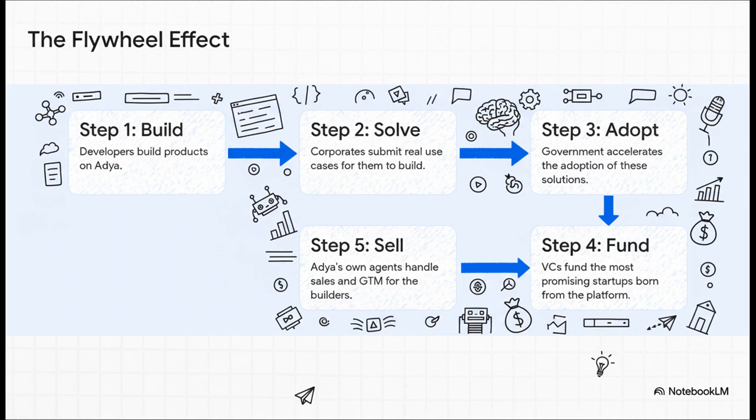It all starts with developers building cool stuff on the platform. But they aren't just building in a vacuum. They're tackling real problems submitted by corporate partners. Then, the government helps push these solutions out into the market. This naturally gets the attention of VCs, who start funding the best startups. And then, to complete the loop, Adya itself gives the builders their own AI agents to handle all the sales and go-to-market work. Every single step just fuels the next one.